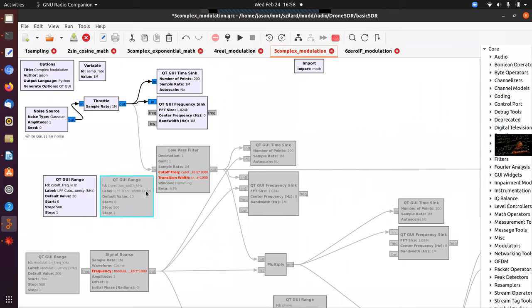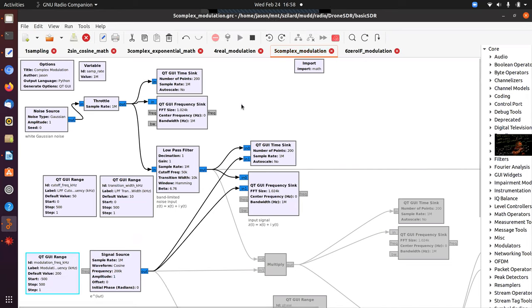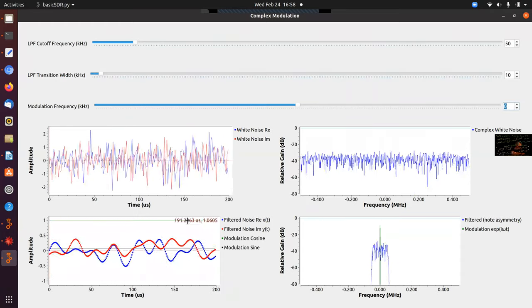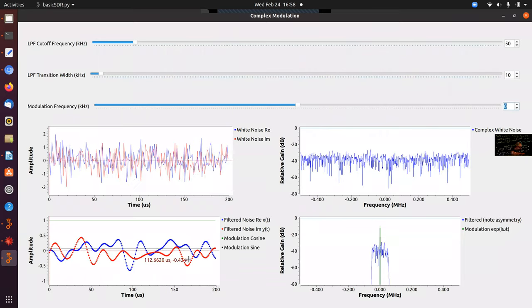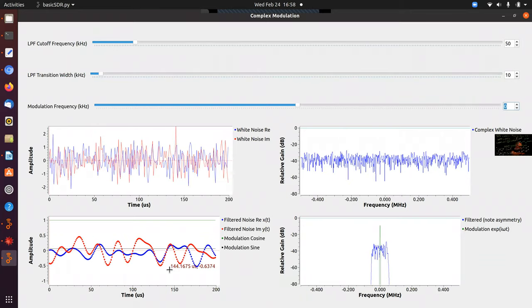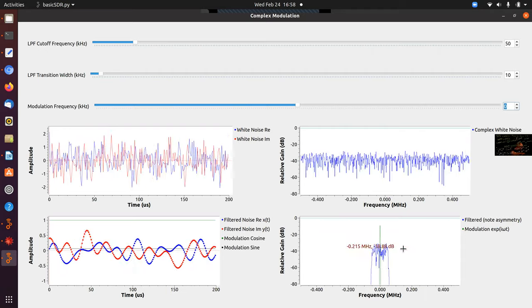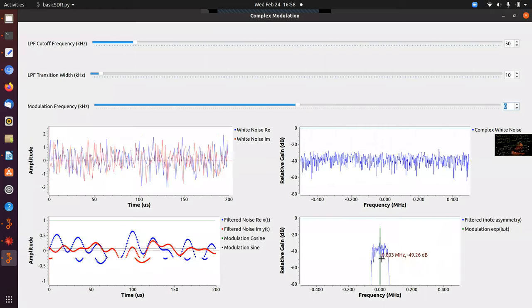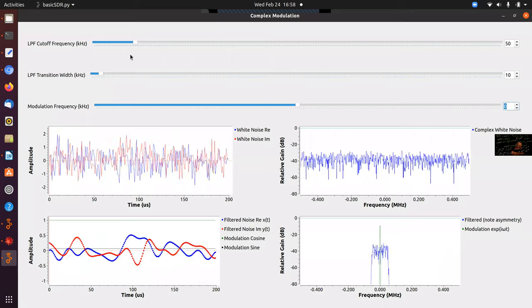Let me add in a low pass filter again. Let me turn this down to zero. So now I have a low pass filtered version of my real signal in blue. And I also have a low pass filtered version of my imaginary signal in red. And again, these started out totally independent of each other, and they're still totally independent of each other. And I have a low pass filtered version of the frequency spectrum. So I'm just taking my white noise and I'm cutting it off. I can change that cutoff.